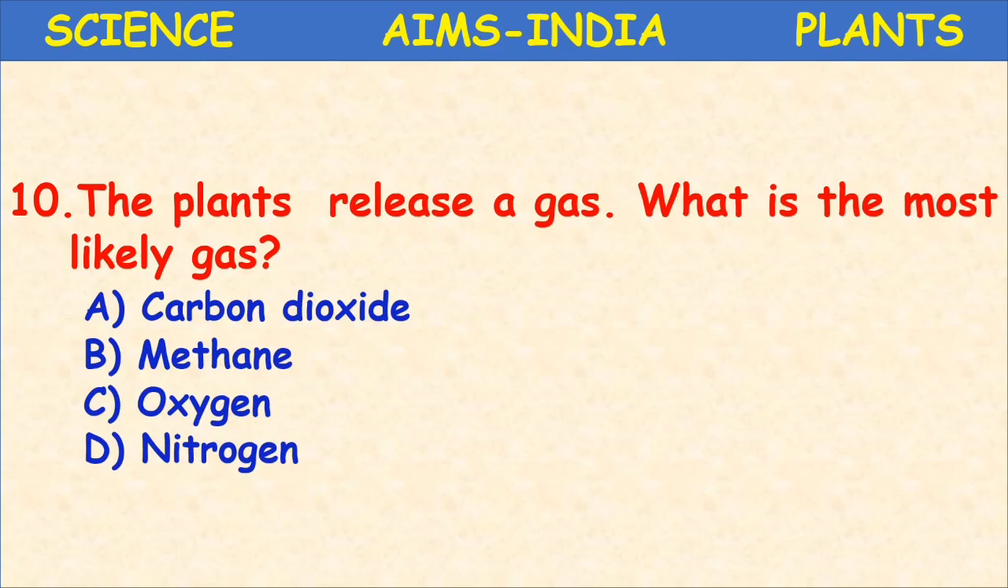The plants release a gas. What is the most likely gas? As we learnt before, when the photosynthesis process is happening, the plant also releases a gas apart from glucose. What is the name of the gas? A is carbon dioxide, B is methane, C is oxygen, D is nitrogen. So which gas do the plants release?